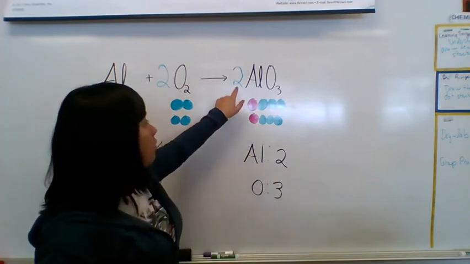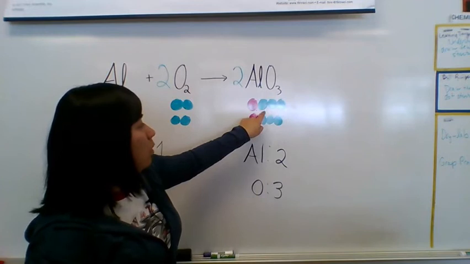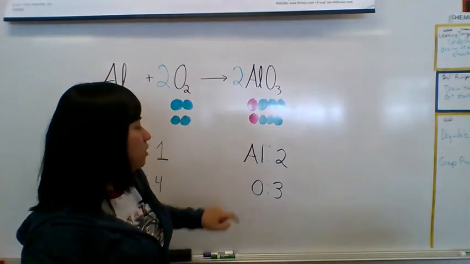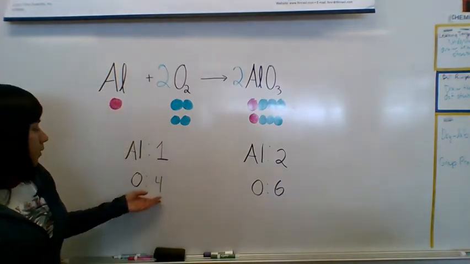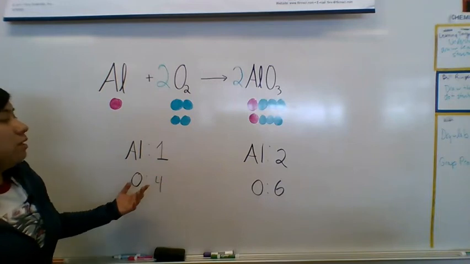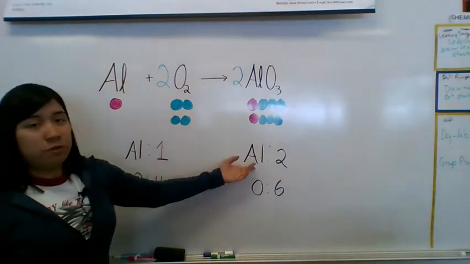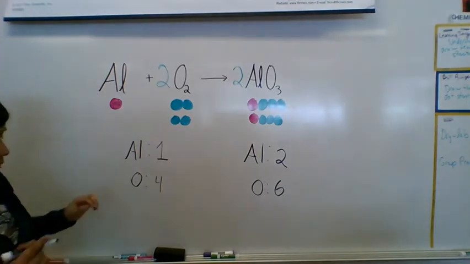And we have 2 times 3. We have 6 oxygens. We can also count 1, 2, 3, 4, 5, 6 oxygens. Now we have 6 oxygens on the right. We have 4 on the left, and our aluminums are not balanced now. So let's take care of aluminum. I have 2 on the right, I have 1 on the left, so I'm going to put a coefficient of 2.